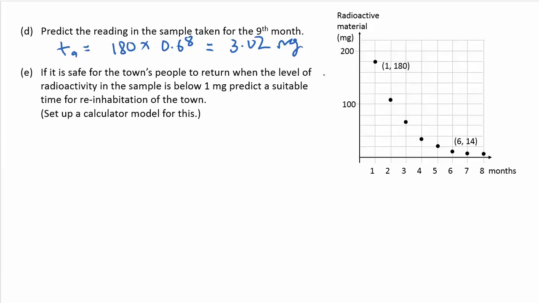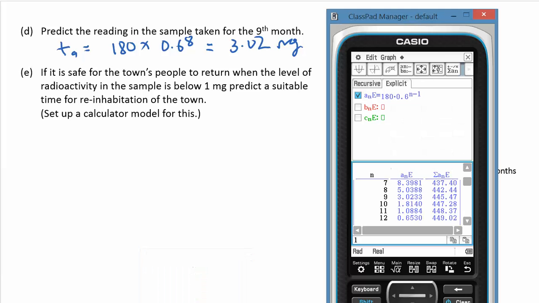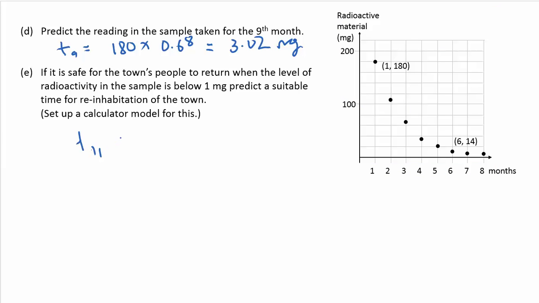Now E, we want to determine when the radioactivity in the sample will be below 1 milligram. So what I've done, I've set up on the explicit range the function a n is equal to 180 times 0.6 to the n minus 1, and rolling that down, you can see that it takes a while to get down to 1 milligram, but the 11th month has a 1.09 figure, so we would say, recording what we've got for the 11th month, so we would say after 11 months. It might pay to put down what the 12th month figure was as well.